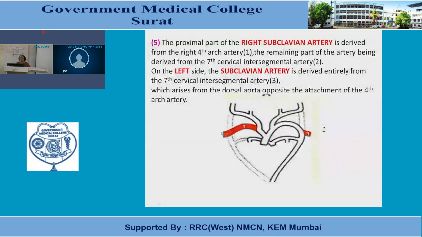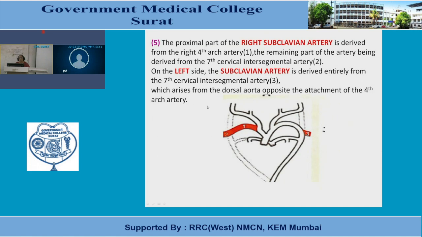So here the 7th cervical bilateral, you can see, is number 3. So this is about the third one. How does it give rise? It derives from number 1, the fourth arch artery, the proximal part, and the remaining part here being the 7th cervical. So the second portion is the 7th cervical intersegmental artery.